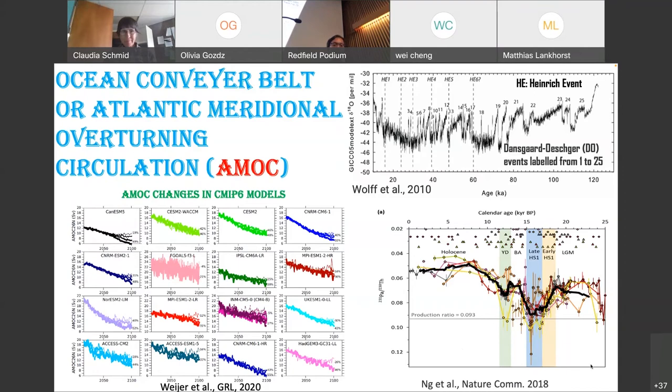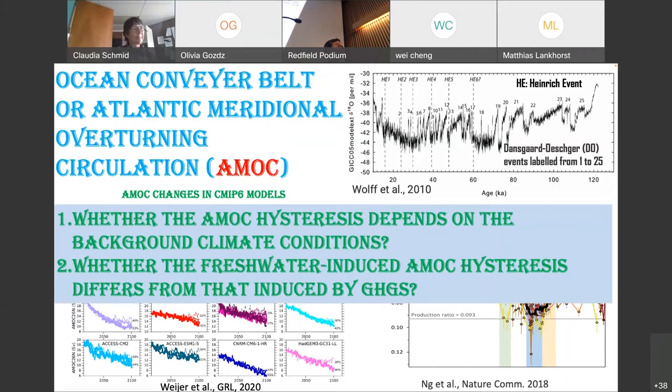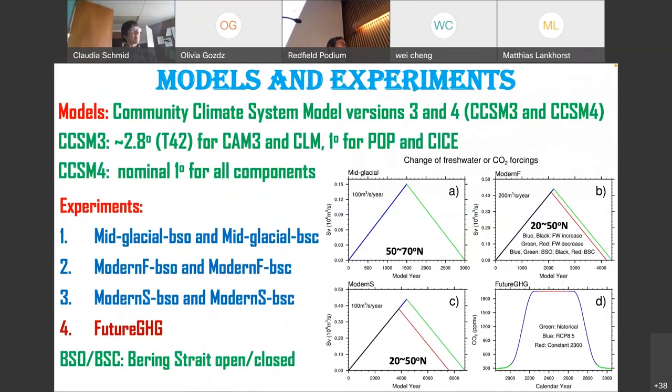So here, we basically ask two questions. One is whether the AMOC hysteresis depends on the background climate condition. And the second one is whether the freshwater-induced AMOC hysteresis will differ from that induced by greenhouse gases. To do this, we use the NCAR CCSM3 and CCSM4 models. For CCSM3, the horizontal resolution for atmosphere and land is T42 or 2.8 degrees, and for ocean and sea ice is 1 degree. For CCSM4, the horizontal resolution is 1 degree for all components.